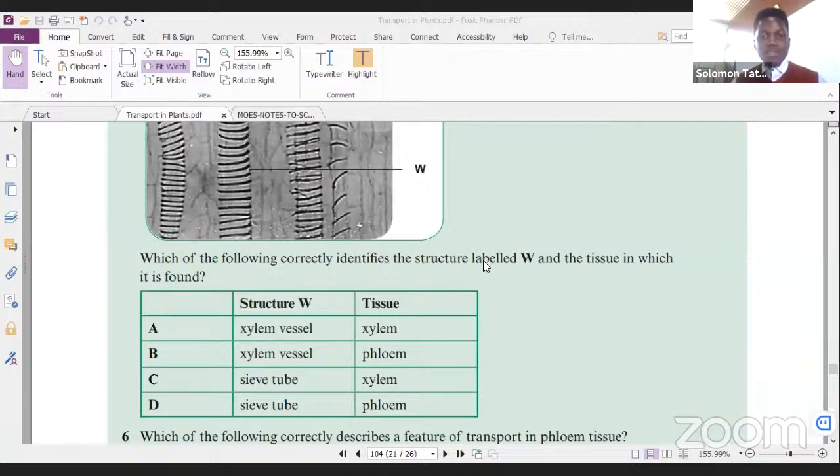Who can tell us the answer for number 5? Yes, Keton? Keton, you can tell us what the answer is. Keton says the answer is C, sieve tube and xylem. Okay, good try. Who else would love to try?